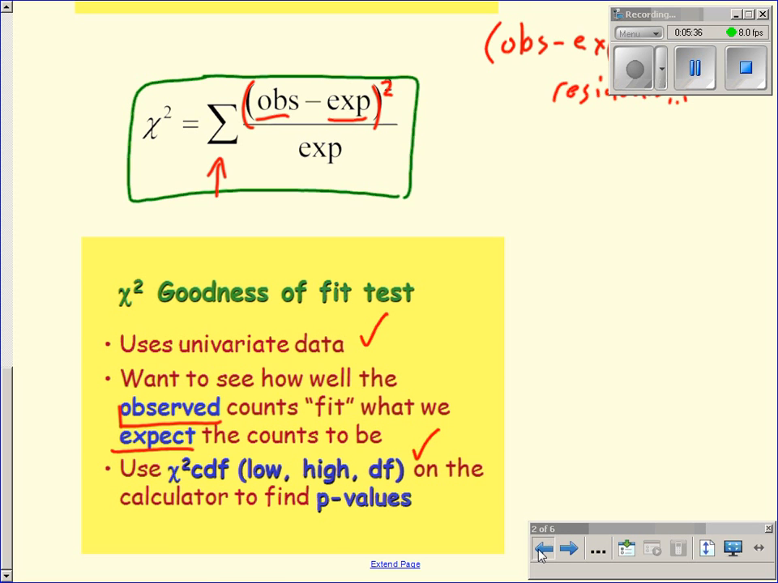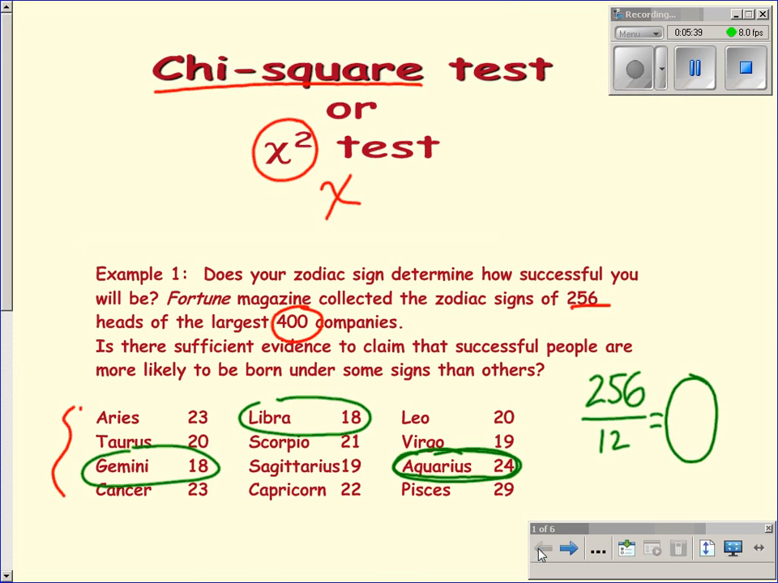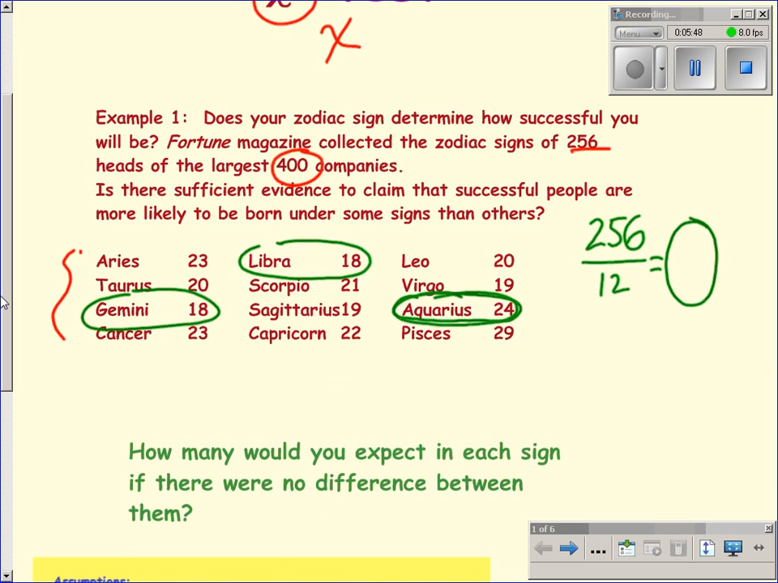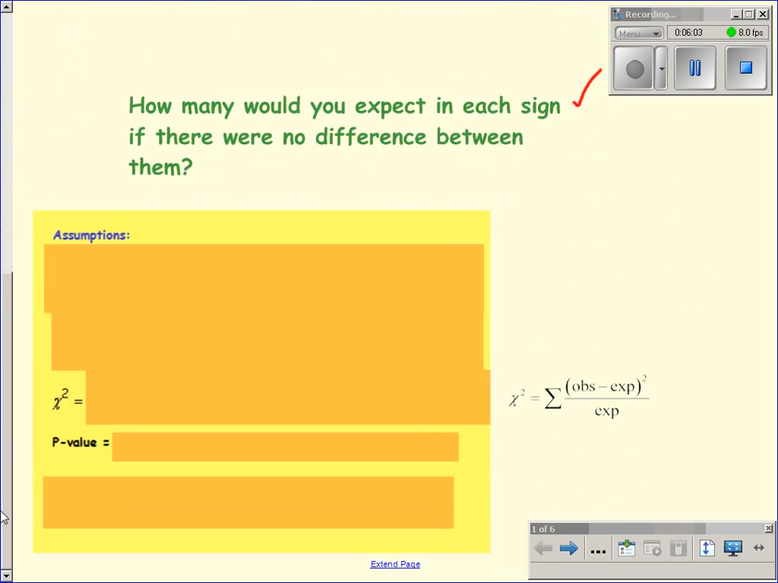I think the best way to proceed is just to go back to our problem here about our CEOs, and let's go through and talk about it and look at a full test. So if CEOs' birthdays are equally distributed, how many would you expect in each sign if there were no difference between them? And already we see that it should be 256 divided by 12. You can compute that on your own, but let's right now just go through the whole test. I have it all set up ready to go here, and you can follow along. I have the formula ready to go.